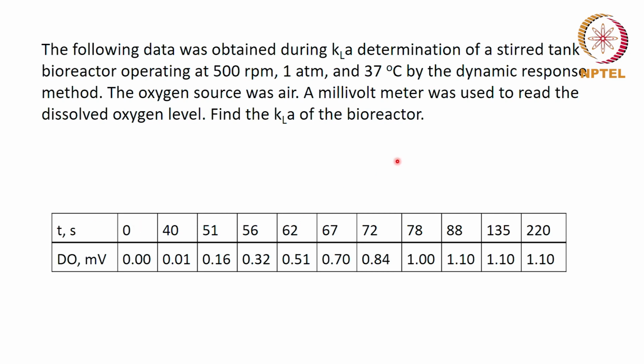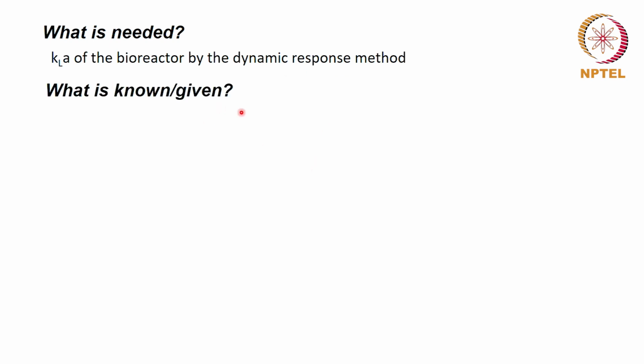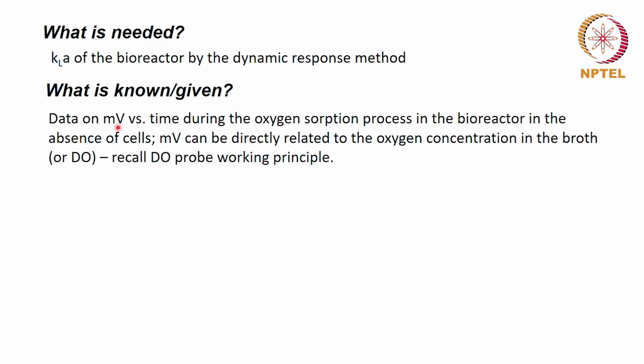Okay, we already looked at problem solving at the very beginning of this course. So we look at what is needed first. In this case, KLa of the bioreactor by the dynamic response method. What is known or given? We have data on millivolt versus time during the oxygen sorption process in the bioreactor in the absence of cells. Millivolt can be directly related to oxygen concentration in the broth or DO.